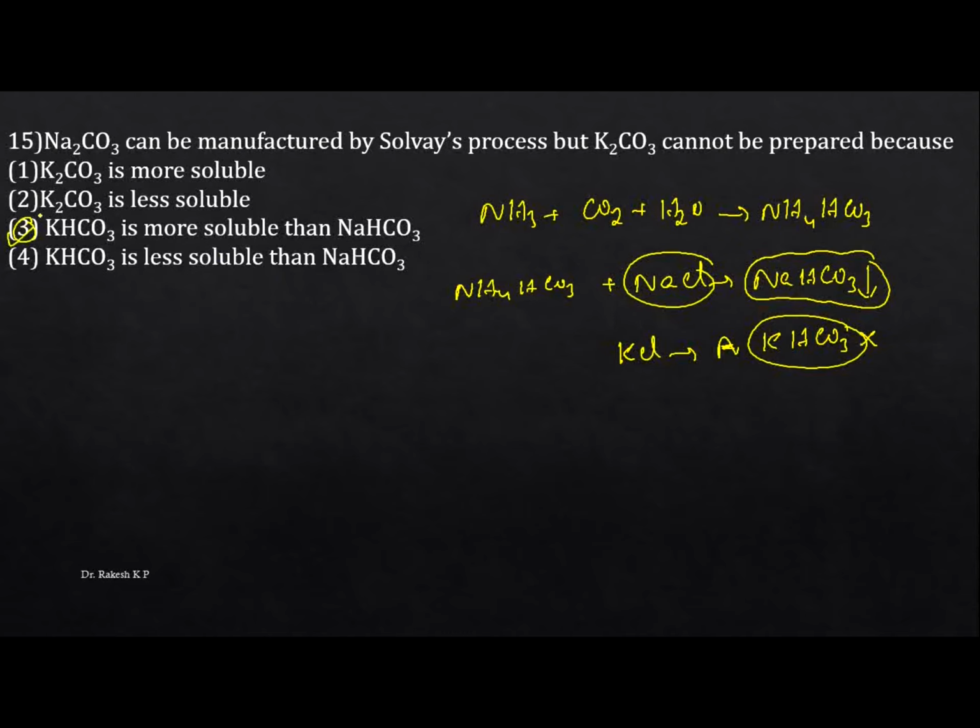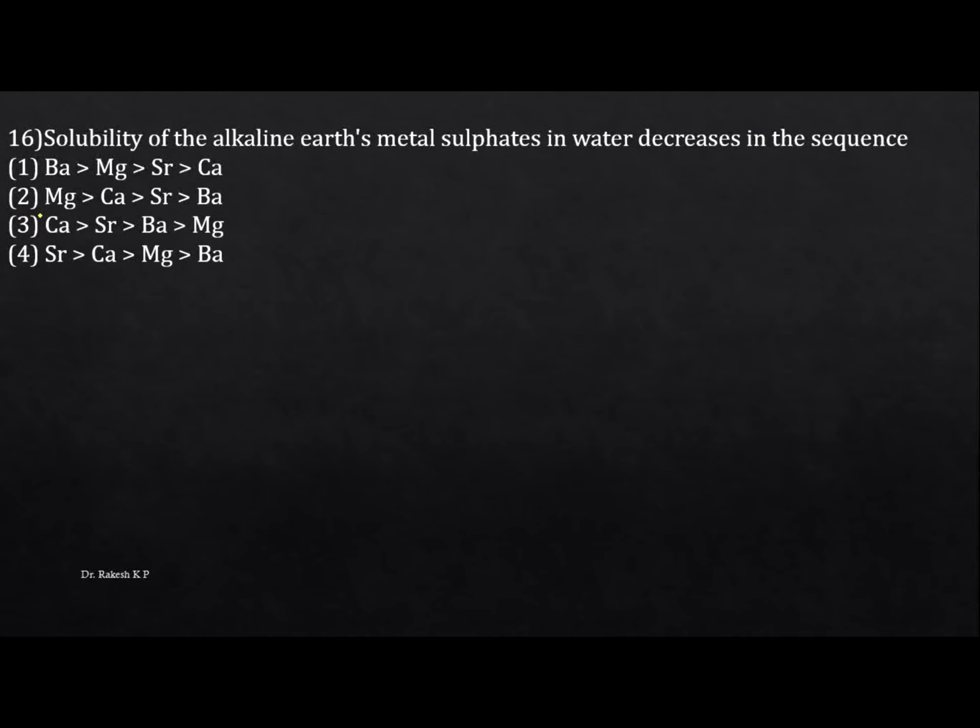Next one. The solubility of alkaline earth metal sulfates in water decreases in which sequence? Let me take the alkaline earth metals. Beryllium is not given, so we have magnesium, calcium, strontium and barium. Here we are talking about their sulfates: magnesium sulfate, calcium sulfate, strontium sulfate and barium sulfate. Now we have to identify the decrease in solubility.